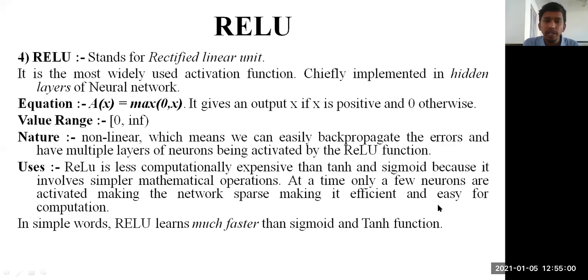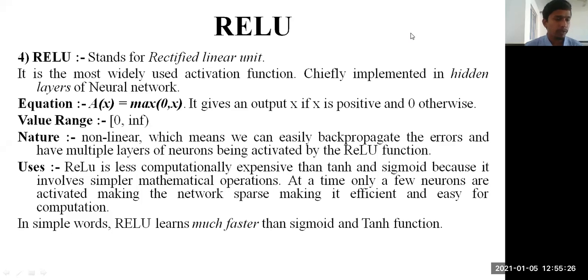It is the most widely used activation function, chiefly implemented in hidden layers of a neural network. So any activation function is basically applied with respect to hidden layers. This is by default considered the rectified linear unit function, which is used in many computations because it is very simple compared to your sigmoid and tanh functions.